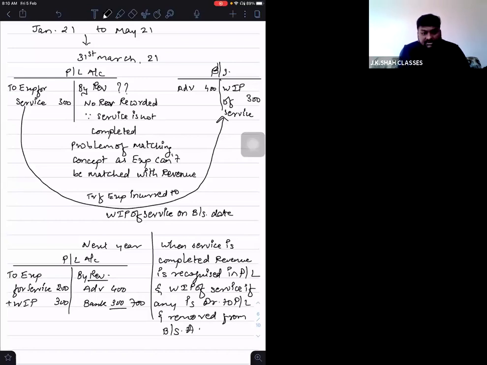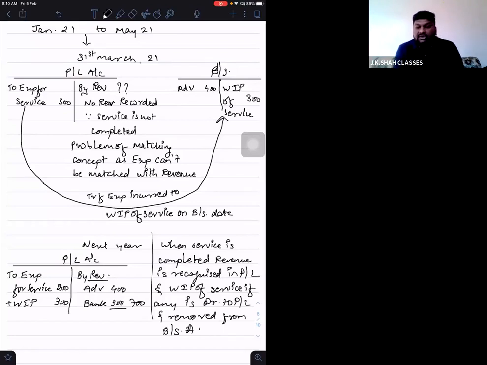But sir, income received in advance will be subtracted now. Arey madam, who was he, sir or madam? Whosoever it is, I'm not understanding whether sir or madam.